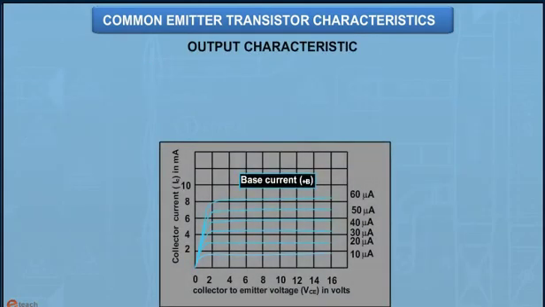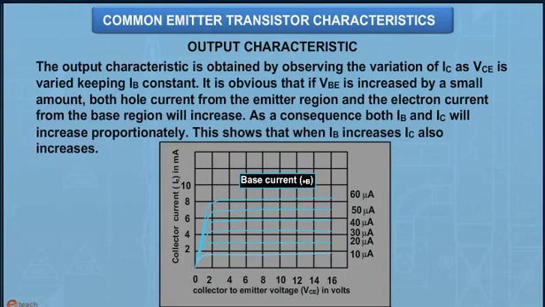Output characteristic. The output characteristic is obtained by observing the values of IC as VCE is varied, keeping IB constant. It is obvious that if VBE is increased by a small amount, then both hole current from the emitter region and electron current from the base region will increase. As a consequence, both IB and IC will increase proportionally. This shows that when IB increases, IC also increases.